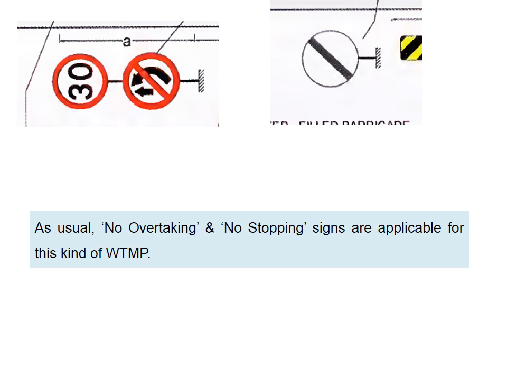In addition to that, no overtaking and no stopping signboards are used at this site also. It is obvious, since the lane is narrowed down from 4 lane to 2 lane, so no overtaking should be there. Both directions of traffic share the 2 lanes. And no stopping also. No vehicle should stop in this region.